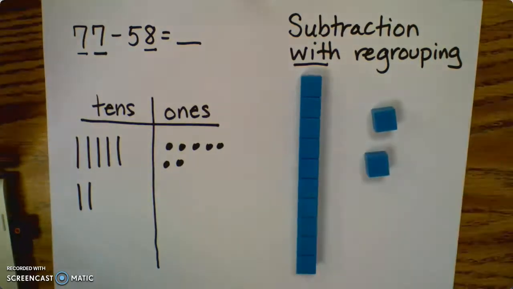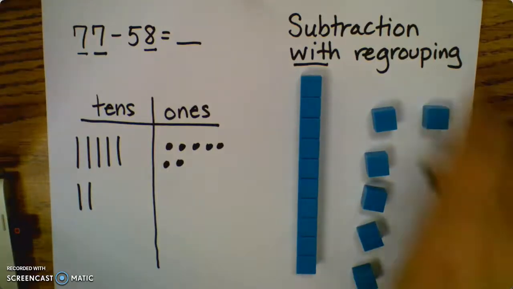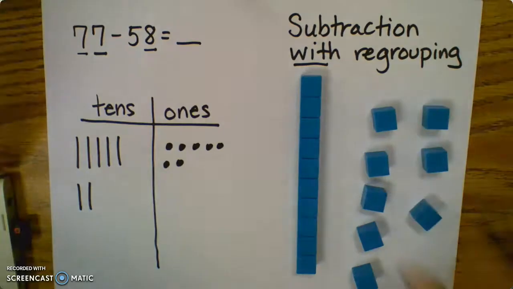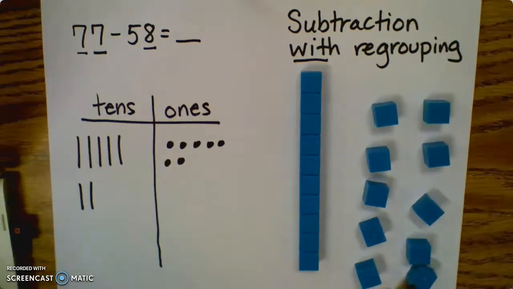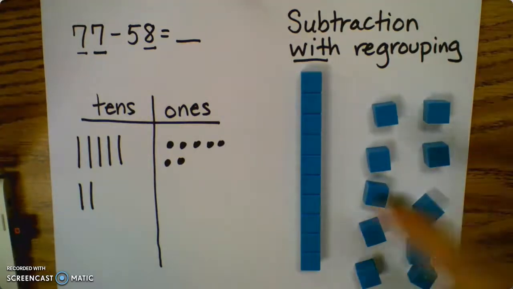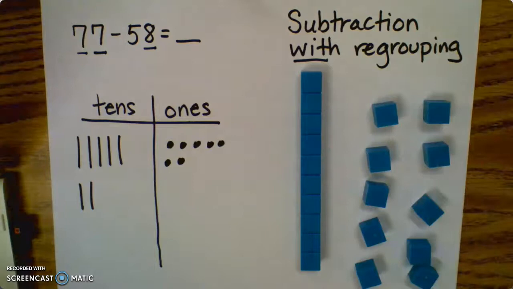1, 2, 3, 4, 5, 6, 7, 8, 9, 10. So it's the same thing. We have 10 over here and we have 10 over here, only now these are separated. Okay?